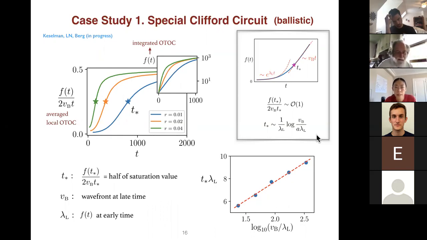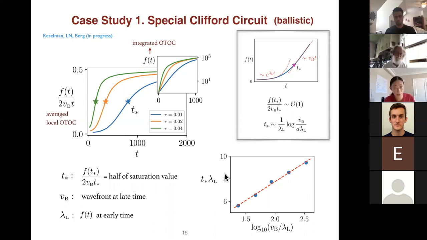Sorry, what determines the value of the Lyapunov exponent in this circuit? Basically the C0 gate probability. Lambda L is basically R. Yeah, basically. And all the dots here have R that is much smaller than one. So we are in the limit R much smaller than one. So this is the numerical results for this very simple, carefully designed circuits consisting only of C0 and swap gates.